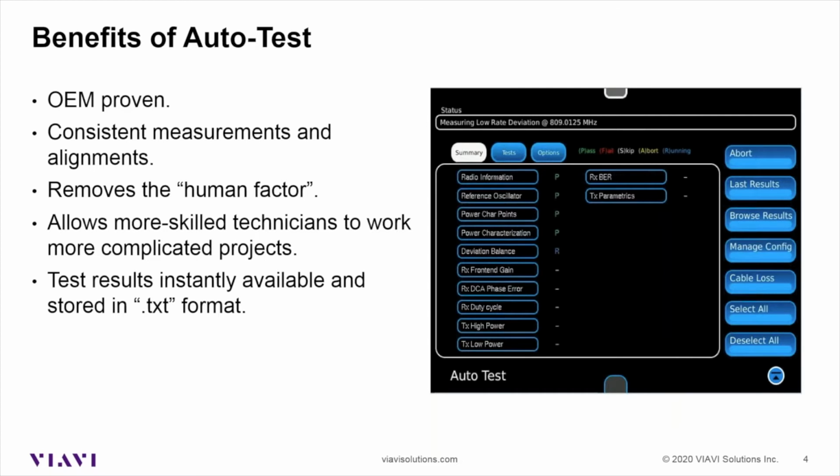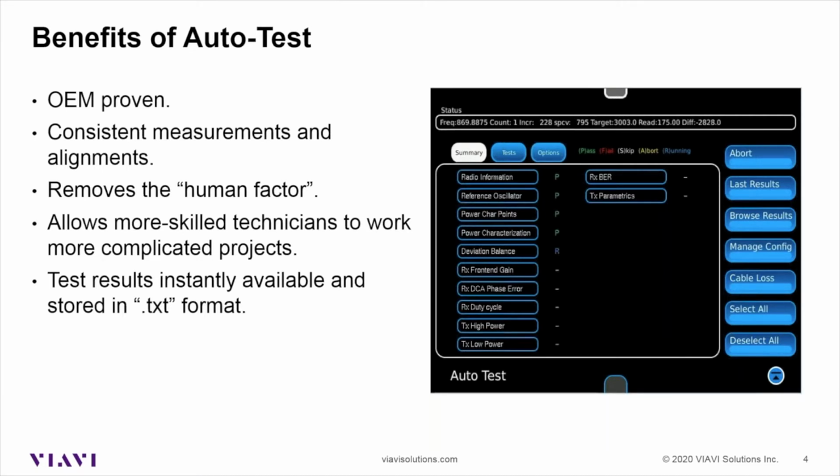Of course, these test results are stored in a text file. So once you have completed an auto test alignment or test of a radio, we're going to store a test results file on the unit, and it stays in there as a text file until you delete it. And like I said before, these are unique to each run. So that means if you run the same radio 5 times, you're going to have 5 different sets of results in there.